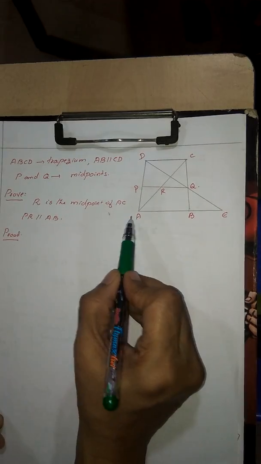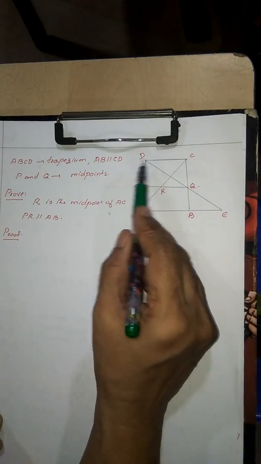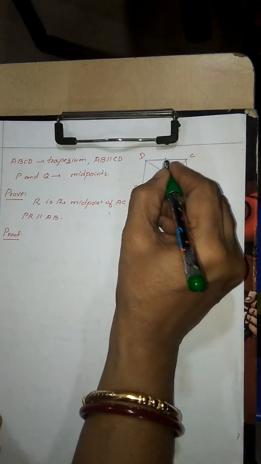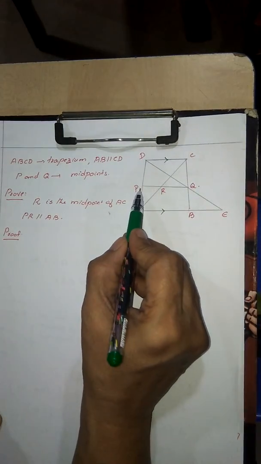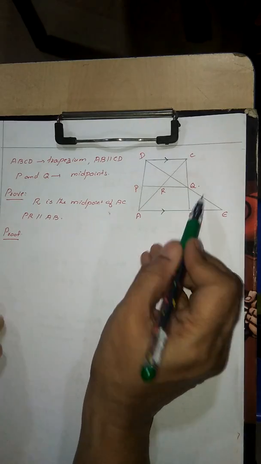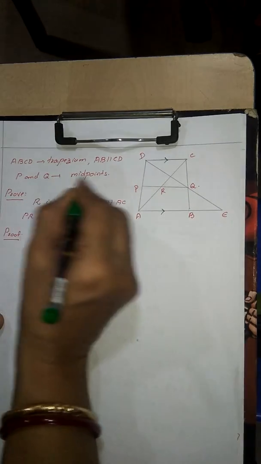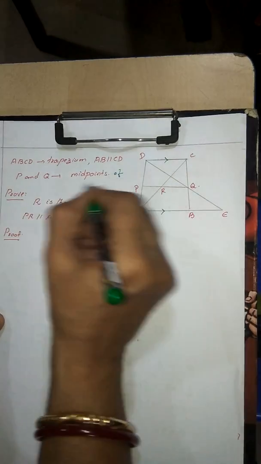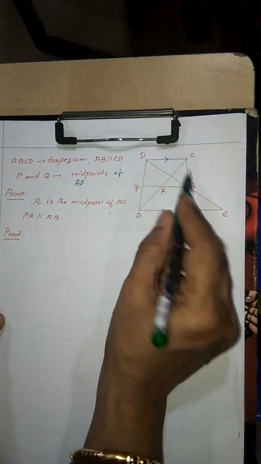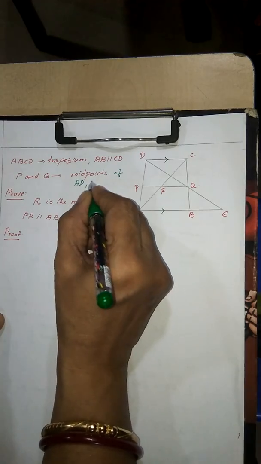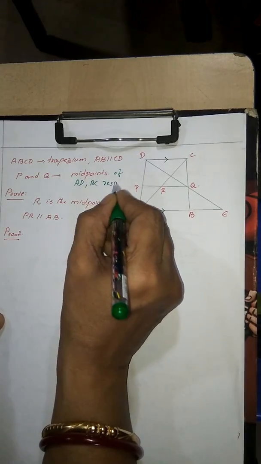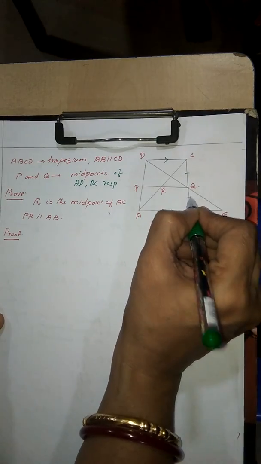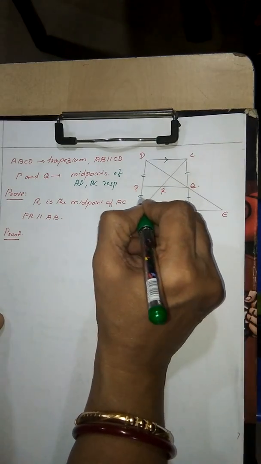Here it is given ABCD is a parallelogram. Sorry, it's a trapezium where AB is parallel to CD, and it is given P and Q are the midpoints. P is the midpoint of AD and Q is the midpoint of BC. These two are equal and these two are equal.